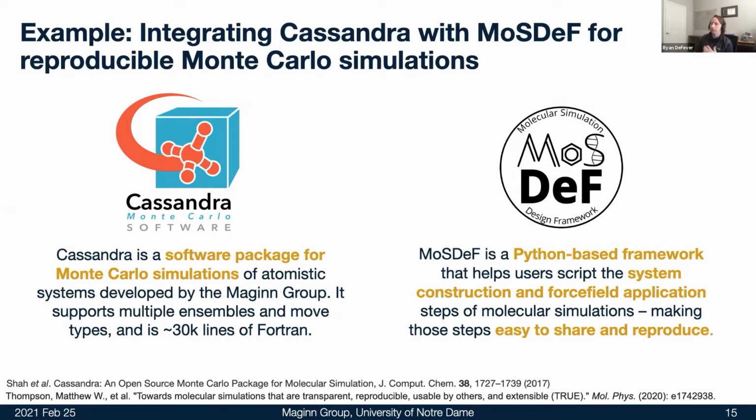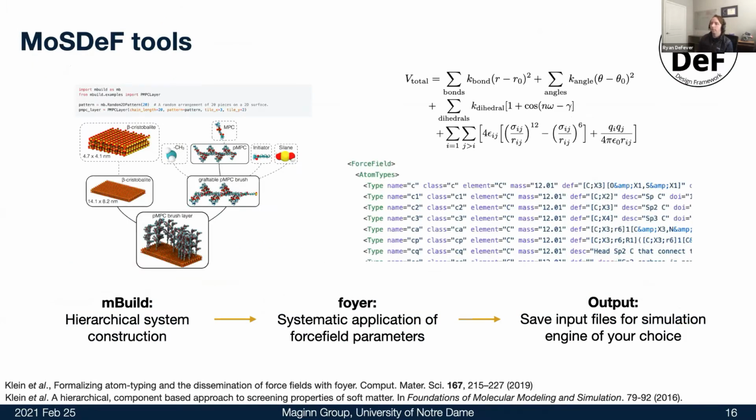A little bit more detail just to give everyone a more concrete sense of what we're talking about here. So two of the key packages in MoSDeF are mbuild and Foyer. mbuild allows you to do hierarchical system construction. So you can build these really complex systems piece by piece and then put them all together. And you can do all of this in Python. So mbuild is basically a library that helps make this easier to do. And then Foyer is a package for basically distributing and applying force field parameters to a system you've built in mbuild.